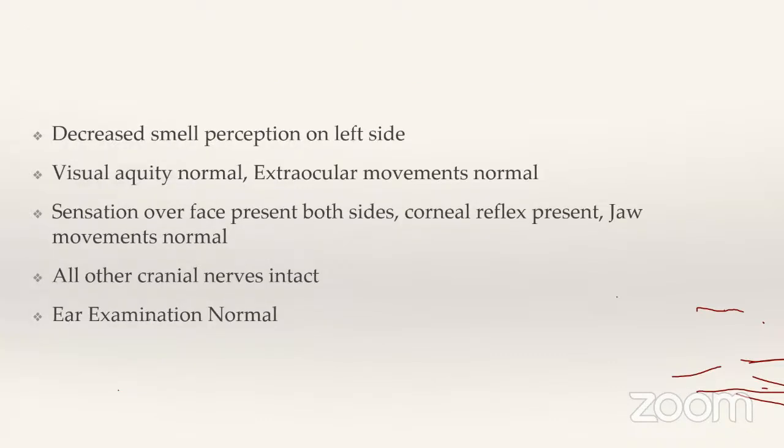Ma'am, then cranial nerve examination. There is a decreased smell perception on the left side. Visual acuity is normal. Extraocular movements normal. Sensation over face present both sides symmetrically. Corneal reflex present. Jaw movements normal. All other cranial nerves intact, and ear examination is normal. Shall I proceed, ma'am? Proceed. Go ahead.